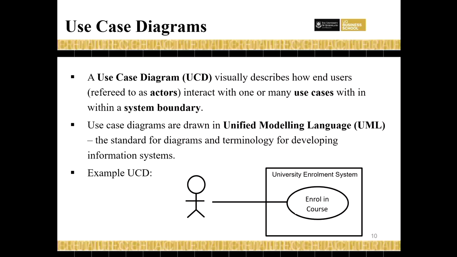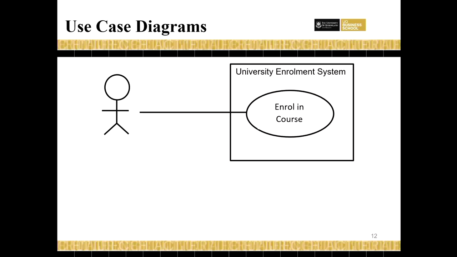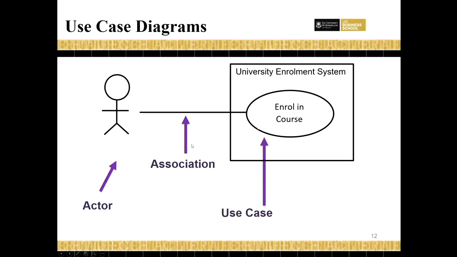Use cases. What are use cases? Use cases describe how end users, referred as actors, interact with one or more use cases in a system with boundaries. So what we have here is a symbolic representation of a use case, and I might just go to that slide to show it to you on a larger scale. This is an actor. This is the association the actor has with a particular use case. So the association links the actor to a particular use case.